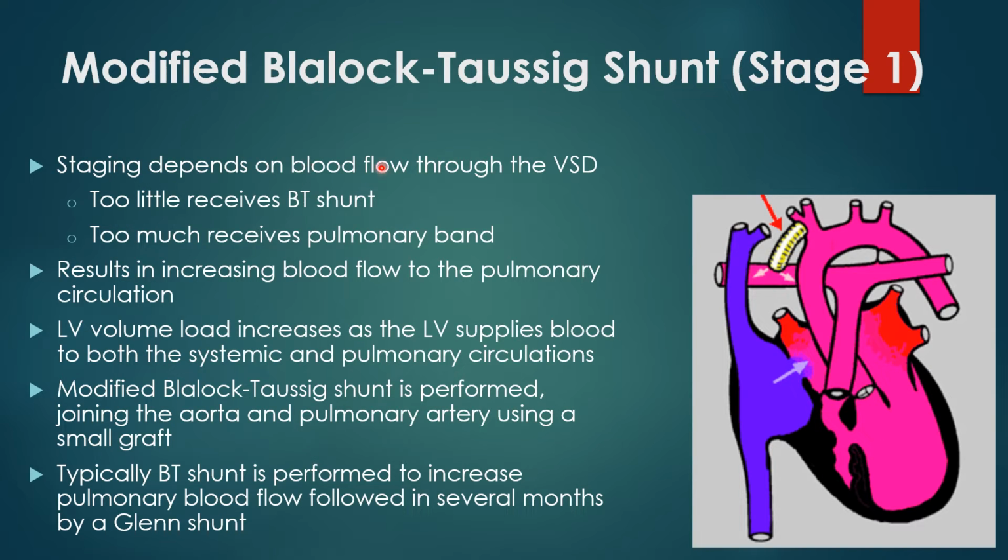Too little receives a BT shunt, and if you've got too much blood coming over from the VSD, which is not a good thing, sometimes you get a pulmonary band. But it results in increasing blood flow to the pulmonary circulation with a BT shunt. LV volume load increases as the LV supplies blood to both the systemic and pulmonary circulations. And the modified BT shunt is performed, as you can kind of see here, using a small graft. Typically the shunt is performed to increase pulmonary blood flow, followed in several months by a bidirectional Glenn shunt, which gets a little bit more blood flow and kind of solves the whole issue with the tricuspid atresia.